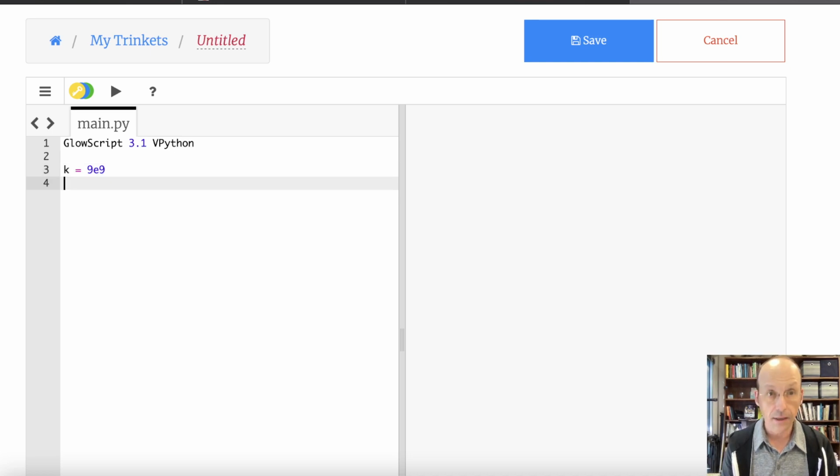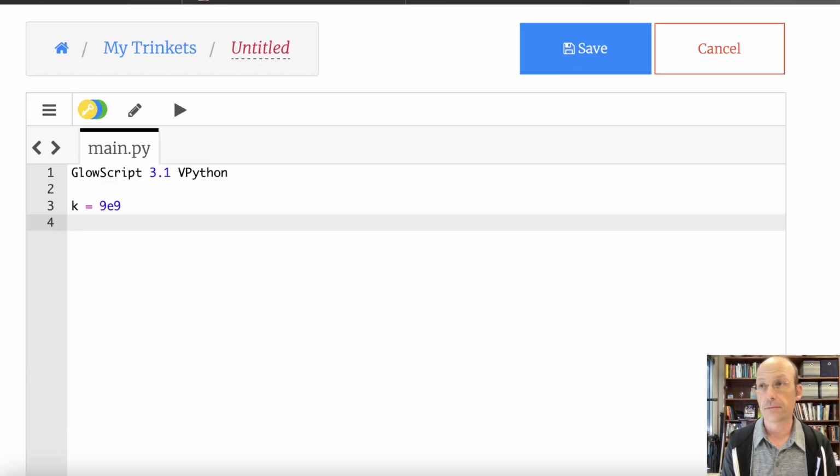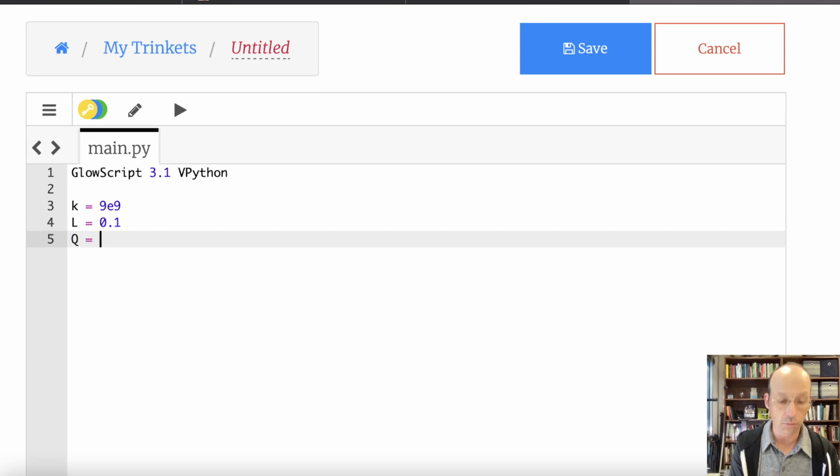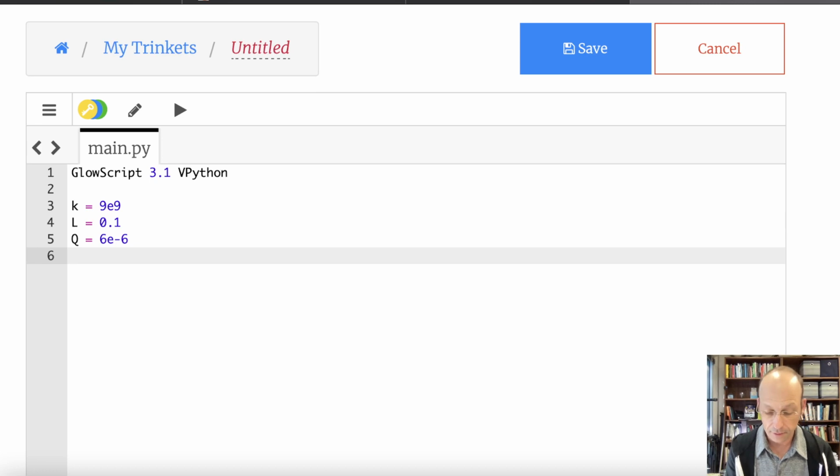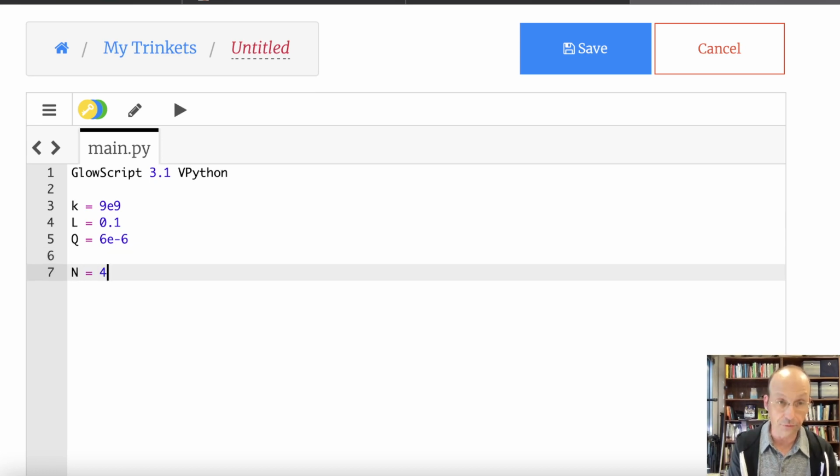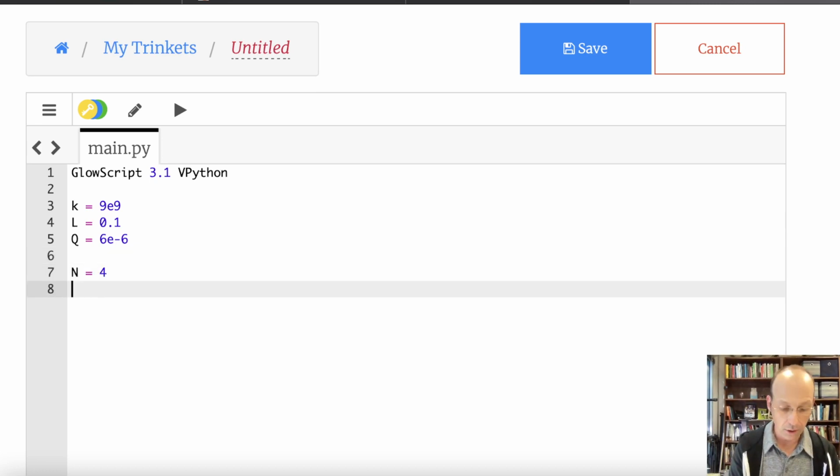I'm just going to call it k. Is this big enough? Well, let's do it right now. And then I'm going to say L equals 0.1, and then Q was 6 nanocoulombs, so 6 times 10 to the negative 6. Okay, that's that. Now the next thing I'm going to do is say N equals 4. I can change that, but I want to start off with 4.